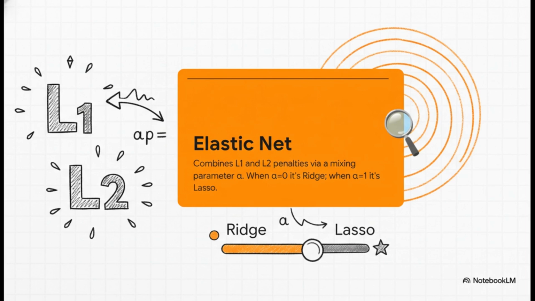And it has this new parameter alpha that acts like a mixing knob. If you turn alpha all the way to 0, you've got pure ridge. Turn it all the way to 1, and you've got pure lasso. Anything in between is a mix.